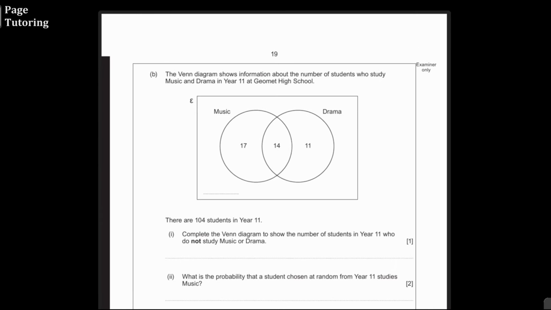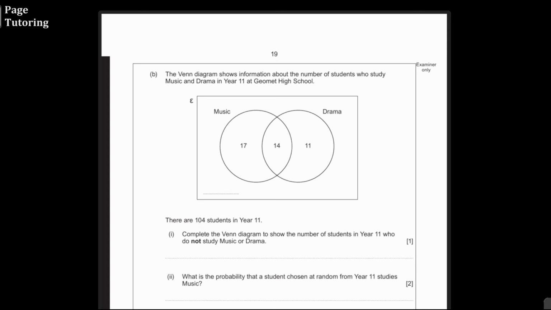Lovely. Part B, we've been given a Venn diagram. We can visually see that, and the words say the Venn diagram shows information about the number of students who study music and drama in year 11 at Geomet High School. So we've got some numbers here. 17 are studying just music, 11 studying just drama, and 14 are studying both music and drama. That makes sense to me. People who like music tend to like drama.